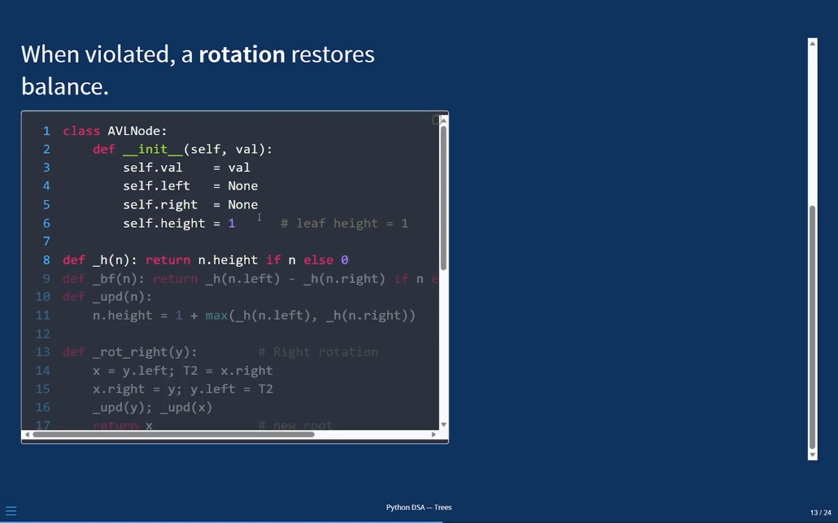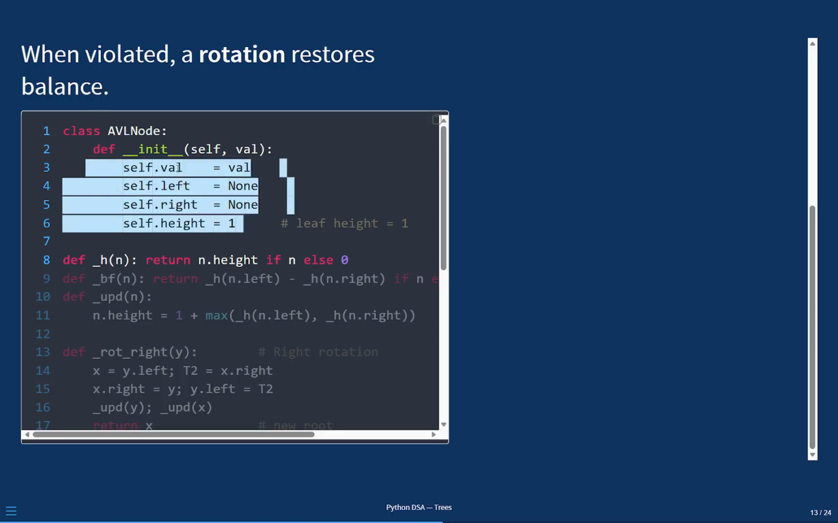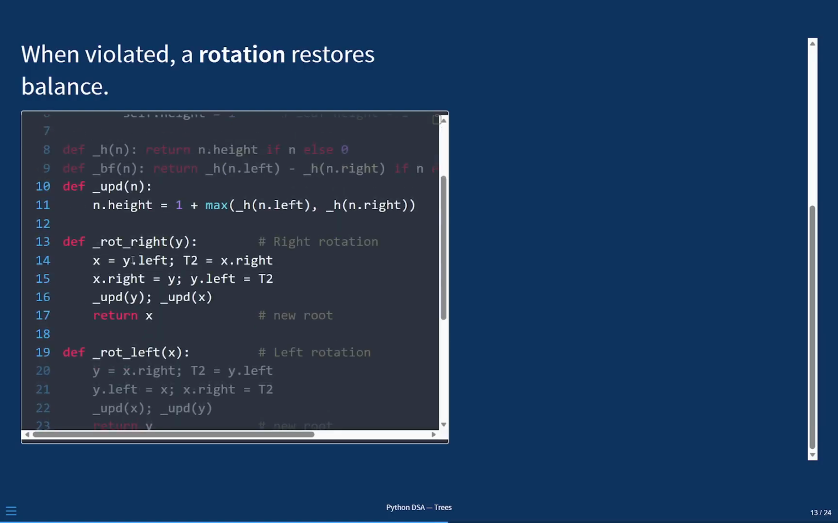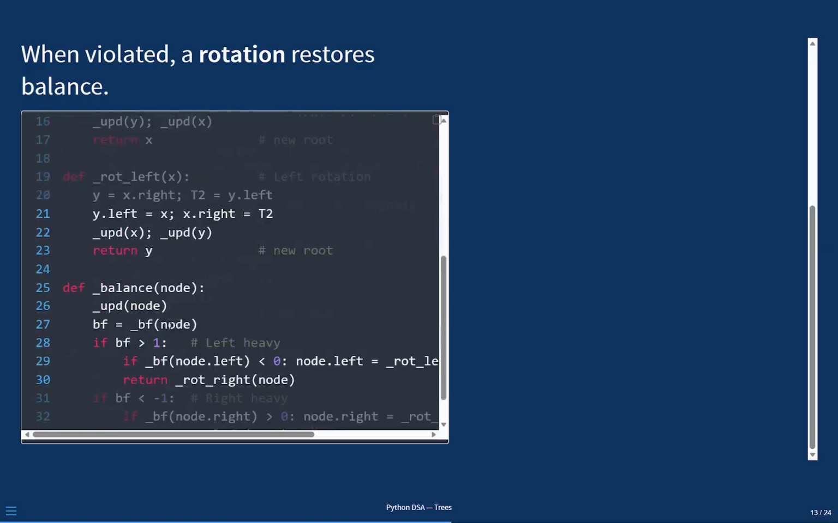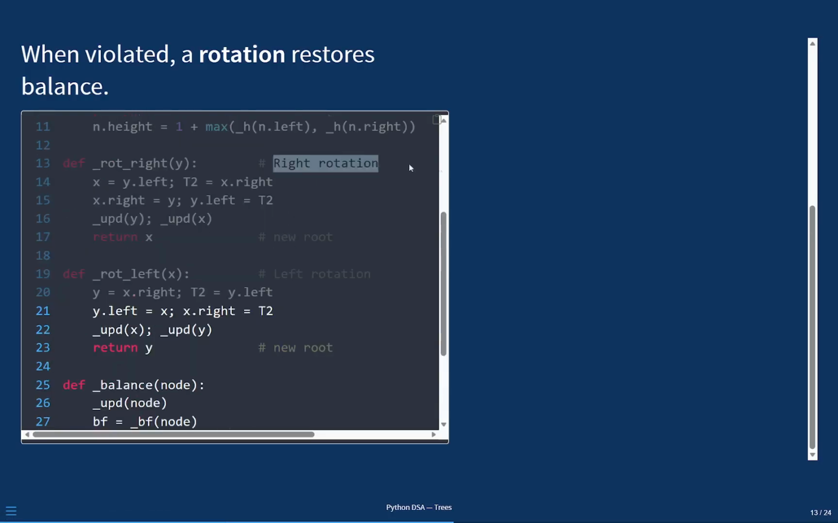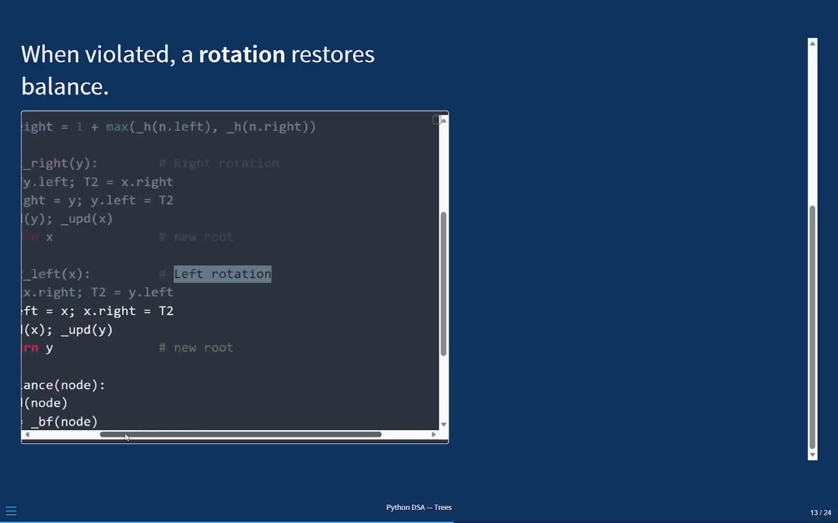restore the invariant. Click. The code implements the 4 helper functions. _h returns the stored height safely, handling None. _bf computes the balance factor. _upd recalculates a node's height after its children change. _rot_right and _rot_left perform single rotations. The rotation rewires 3 references and updates heights in the correct order, children before parents.